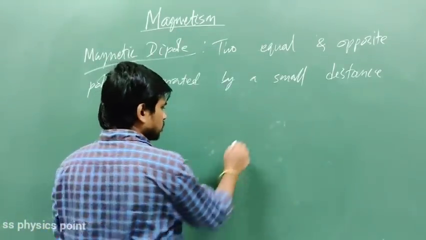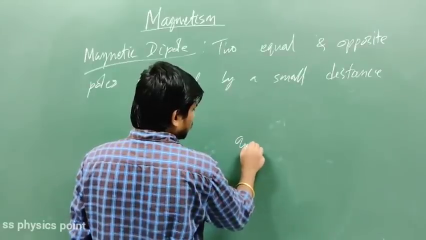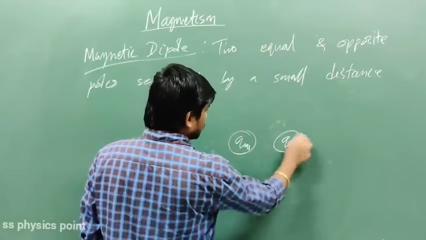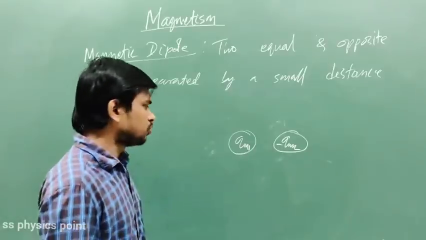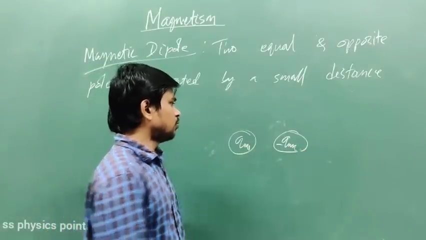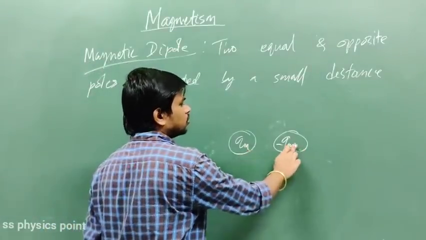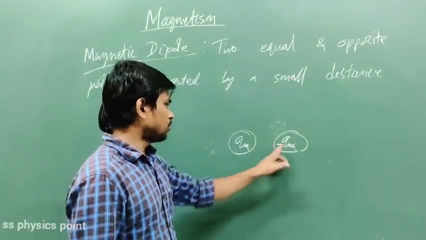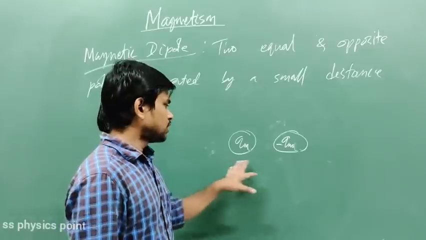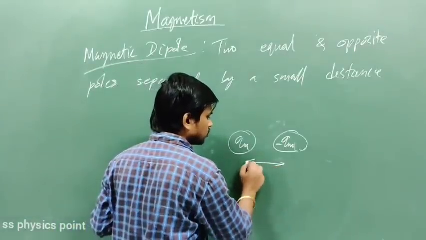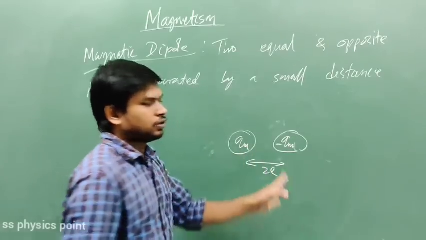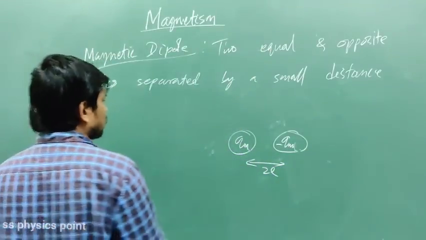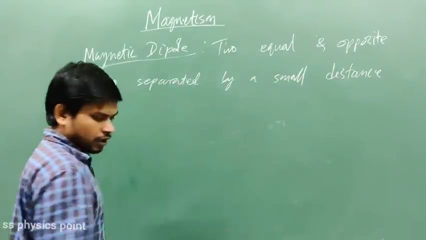There are two poles, that is QM1 and QM2. They are equal and opposite. So just take a common symbol, QM and minus QM. They are separated by a small distance, suppose 2L, that you can call a magnetic dipole. Then next one is dipole moment. Just write it, dipole moment.